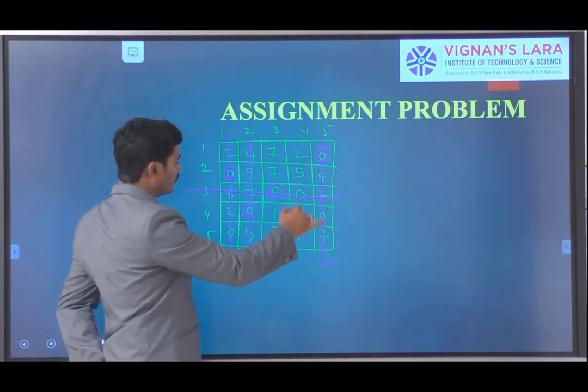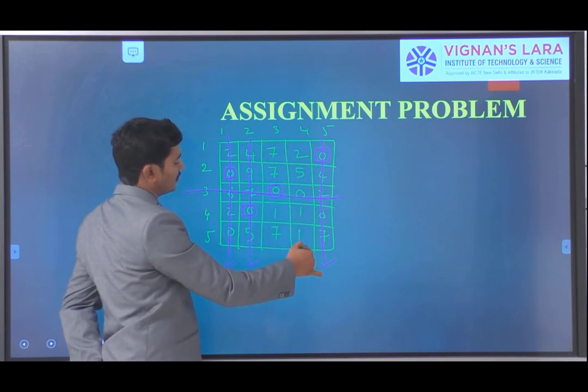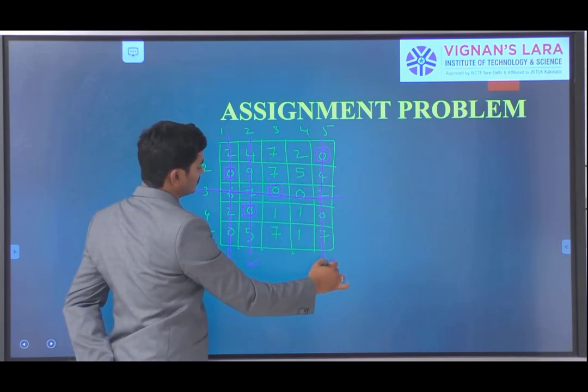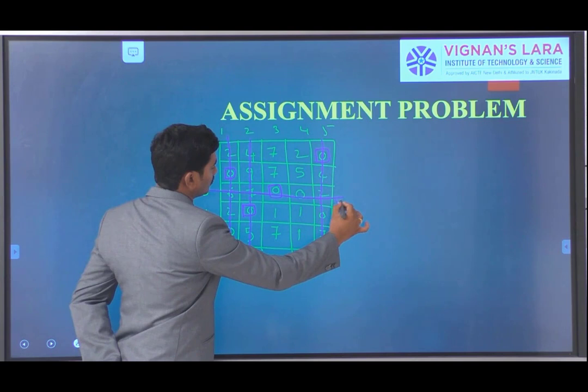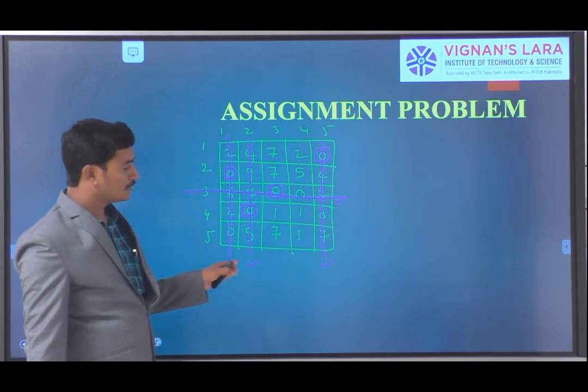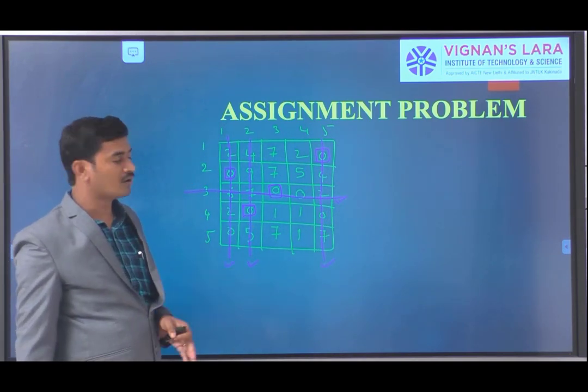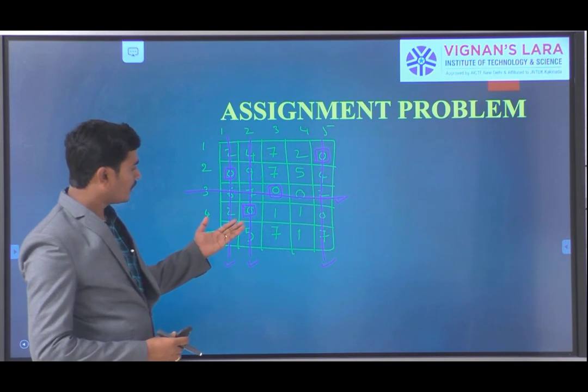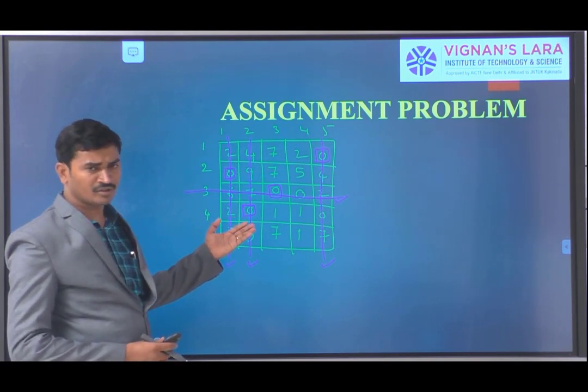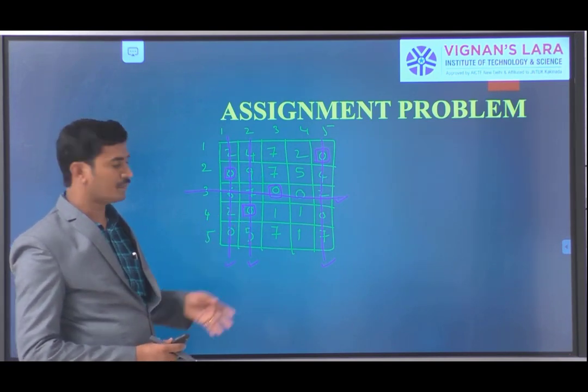Next, coming to the fourth column. Here there are no zeros, so simply leave this. Here also there is no zero, it is already deleted. Here we have ticked rows and ticked columns. After drawing the lines, we are going to check the optimality.